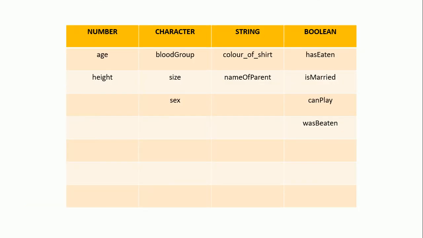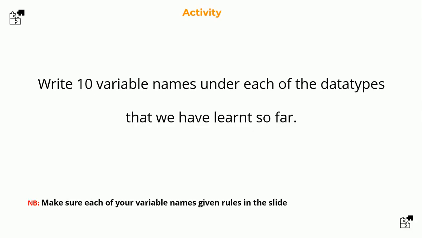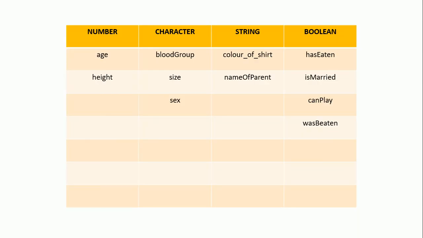All right, so on this slide, we see a table with a few examples as was asked of us. Now we are supposed to write 10 variable names under each of the data types. On the screen, we have about 10 spaces. I've filled in some, so do fill in the rest. The first data type we talk about is a number. Which variable name would you create to store a number?